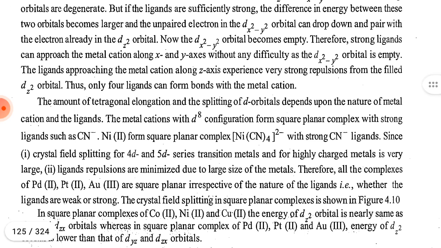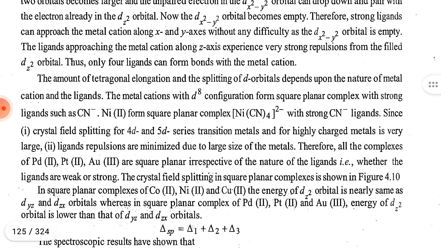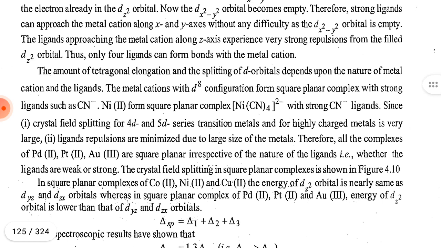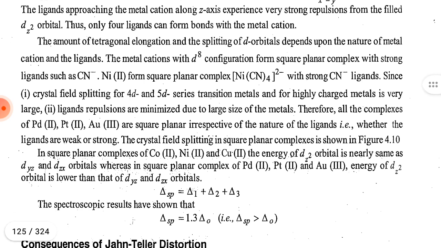An unpaired electron in the dx2-y2 orbital can drop down and pair with the electron already in the dz2 orbital. Now the dx2-y2 orbital becomes empty. Therefore, a strong ligand can approach the metal cation along the x and y axes without any difficulty, as the dx2-y2 orbital is empty. The ligand approaching the metal cation along the z-axis experiences a very strong repulsion from the filled dz2 orbital. Thus, only 4 ligands can form bonds with the metal cation.